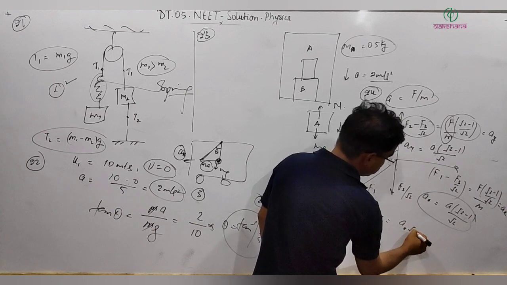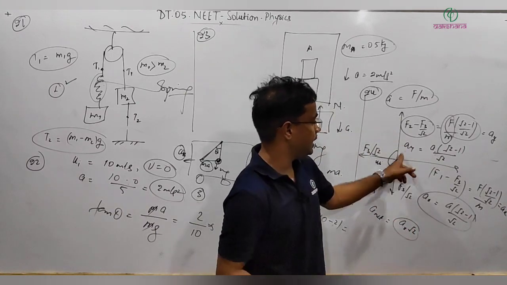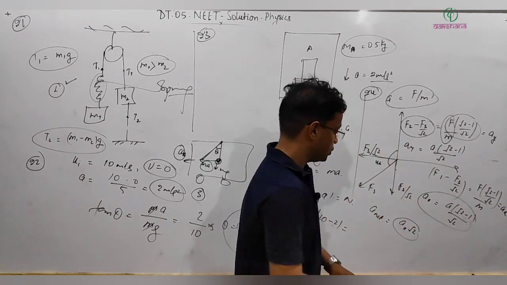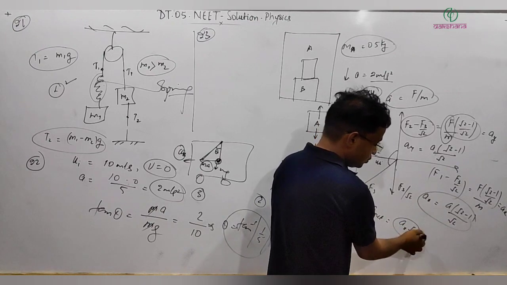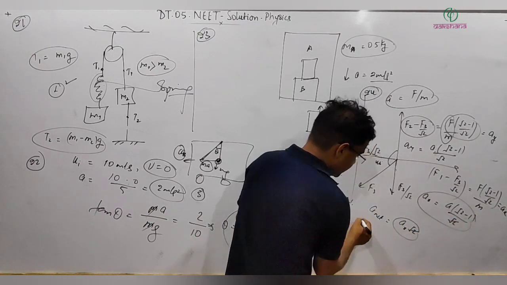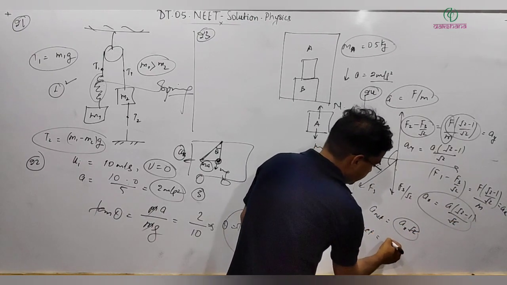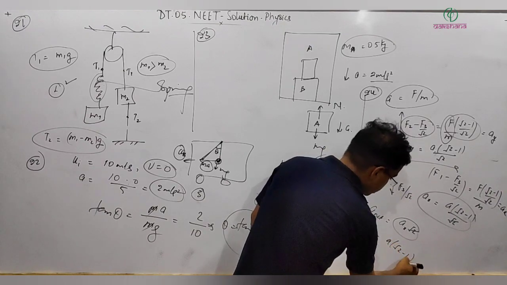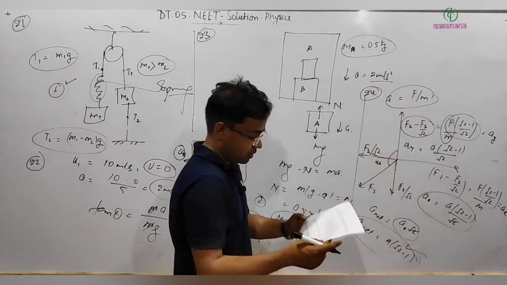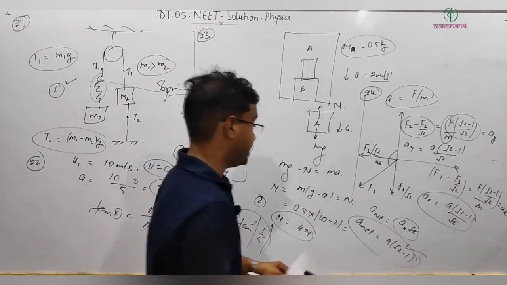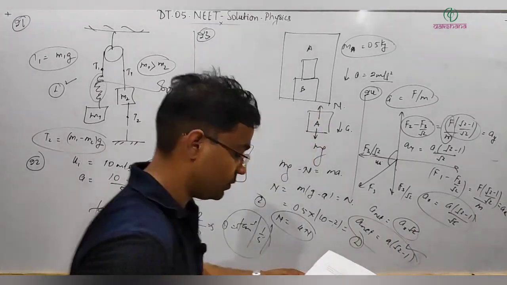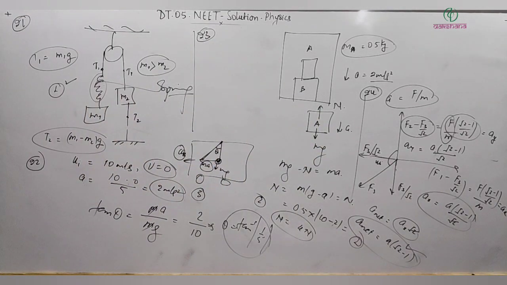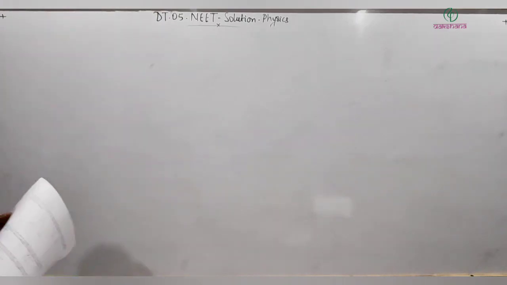Ax root 2, because ax and ay are equal in magnitude. So that means ax into root 2, so it gets cancelled. So we are getting net acceleration is equal to a root 2 minus 1. This is the answer to the problem number 24 that matches with option number 1. Okay, next question number 25.